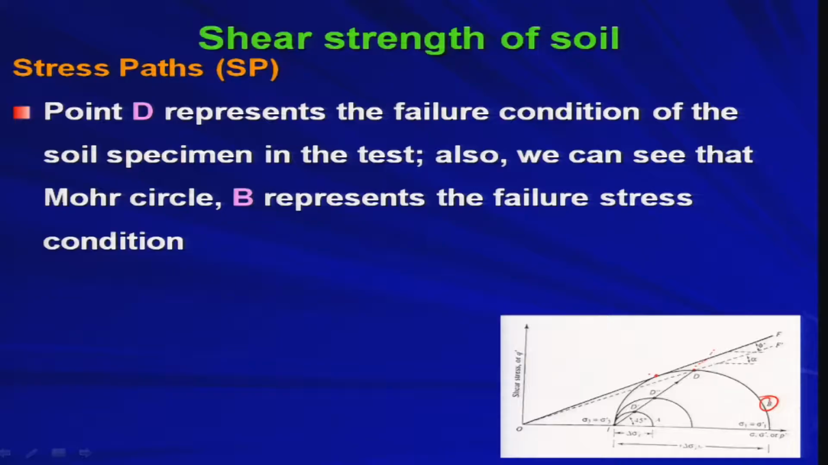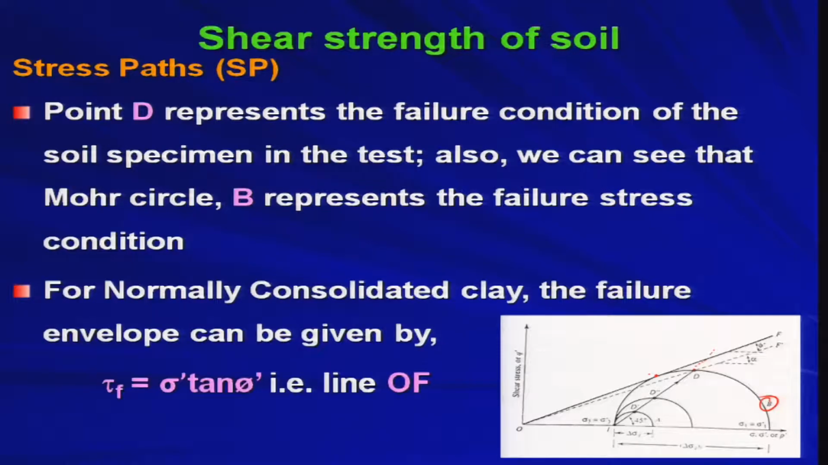Also, we can see that Mohr circle B represents the failure stress condition, because it is touching the failure envelope at this point. So, Mohr circle B is touching the failure envelope OF, and therefore it gives you the failure, and the corresponding point on the stress path is nothing but point D, the topmost point of the Mohr circle.